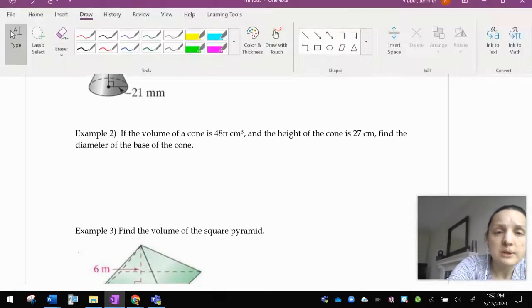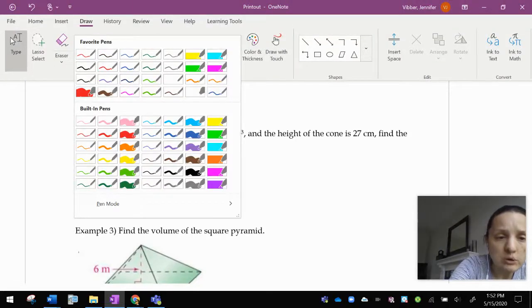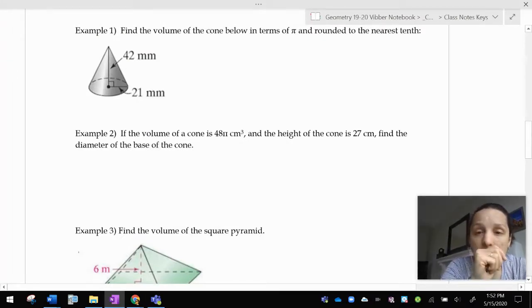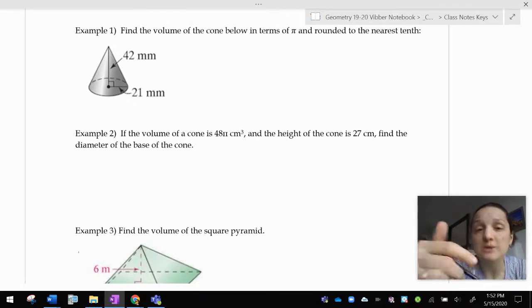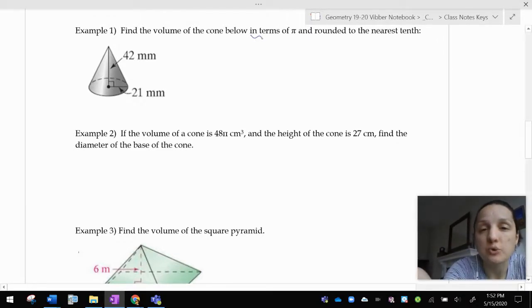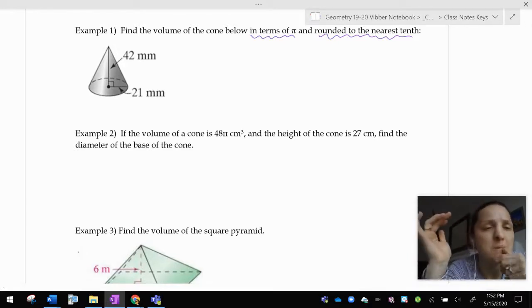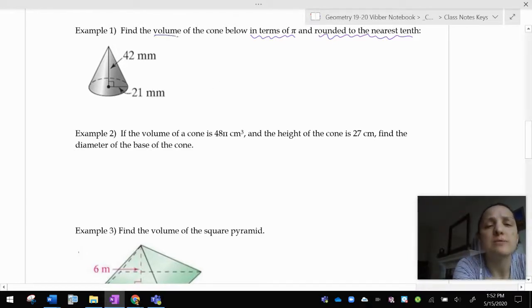So if we come to this first one, let's go with purple. Find the volume of the cone below in terms of pi and rounded to the nearest tenth. So we're going to give the answer in terms of pi, and then we're also going to round that same answer to the nearest tenth. We normally only ask you to do one, but I'm doing both in one example. So find the volume of the cone.